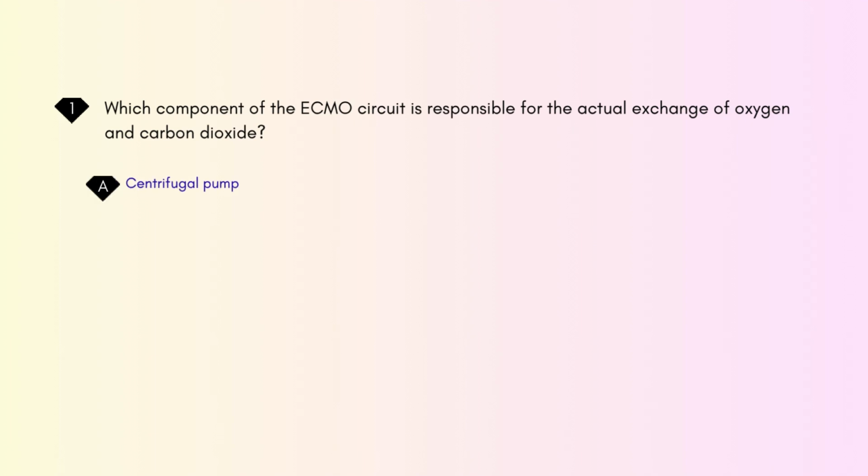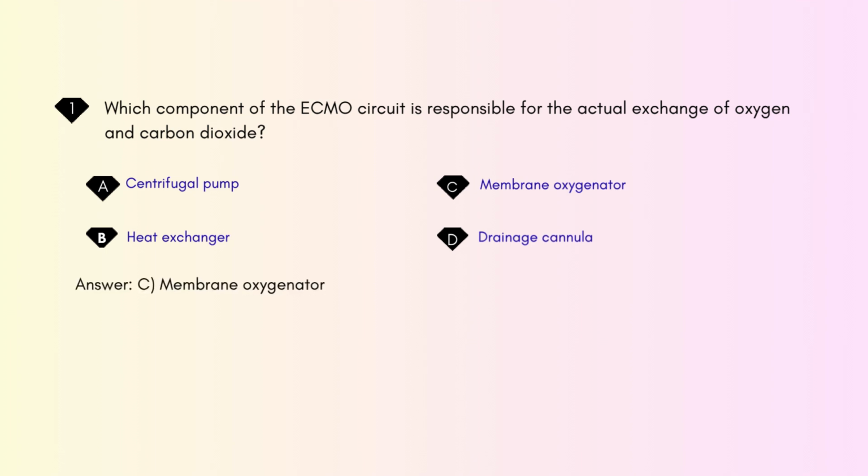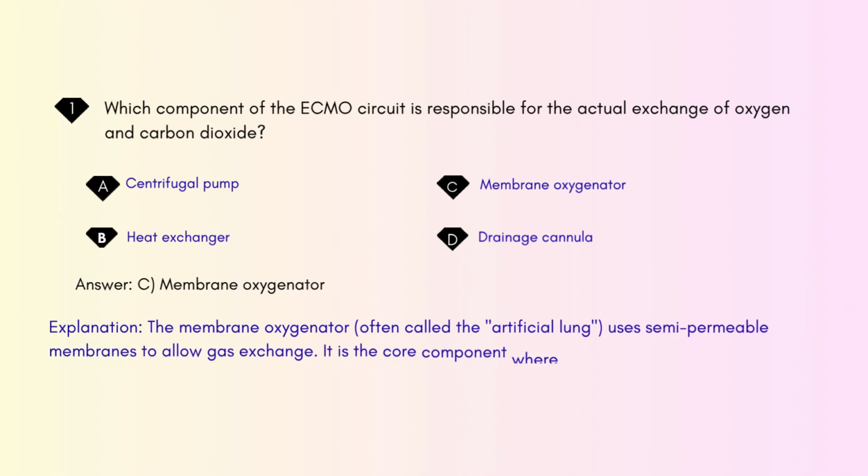Which component of the ECMO circuit is responsible for the actual exchange of oxygen and carbon dioxide? A. Centrifugal pump. B. Heat exchanger. C. Membrane oxygenator. D. Drainage cannula. Answer: C. Membrane oxygenator. Explanation: the membrane oxygenator, often called the artificial lung, uses semi-permeable membranes to allow gas exchange. It is the core component where blood is oxygenated and CO2 is removed.